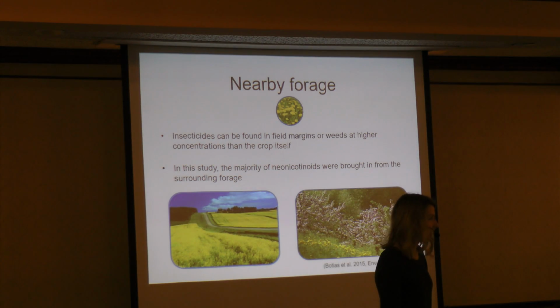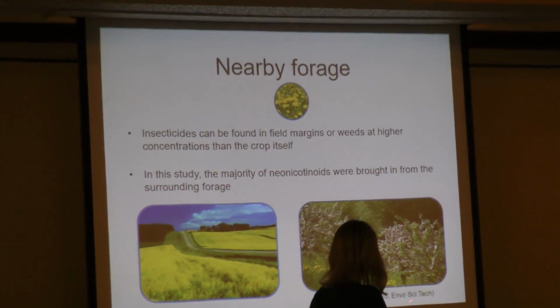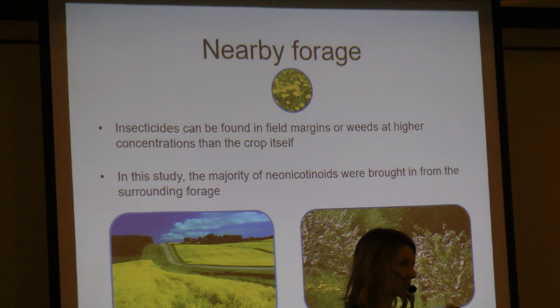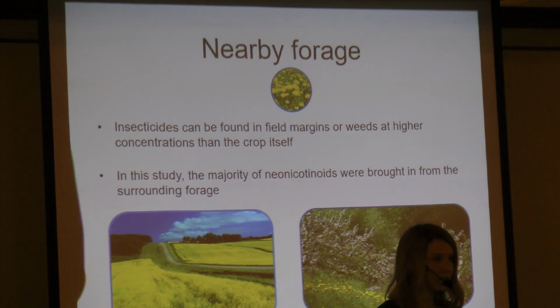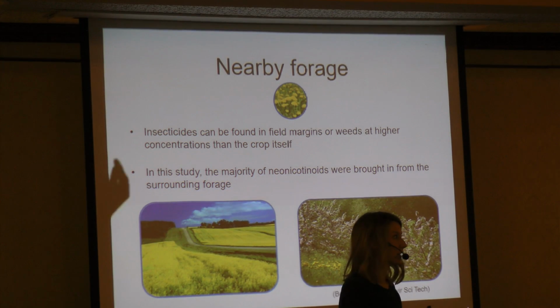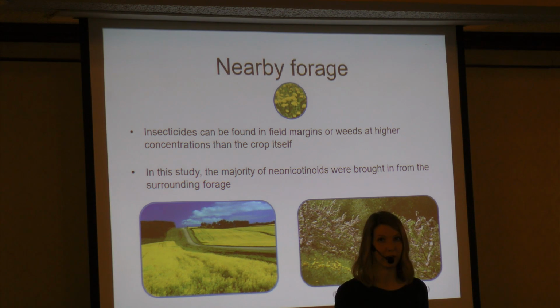Just a note on nearby forage. There was a study that was conducted in England last year that was looking at the leaching effect of pesticides into nearby forage, so nearby weeds and field margins. And this study was looking at neonicotinoids specifically. And the neonics were being applied to oilseed rape, and they measured the insecticides present in that pollen, and they measured the insecticides present in the nearby forage within 2 meters of these fields.